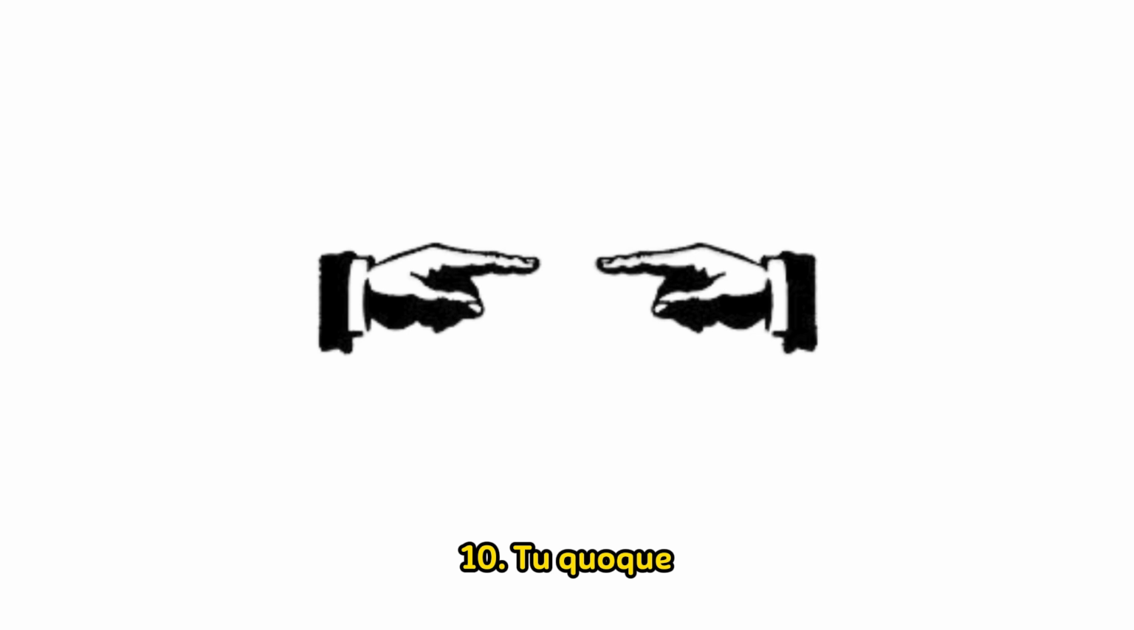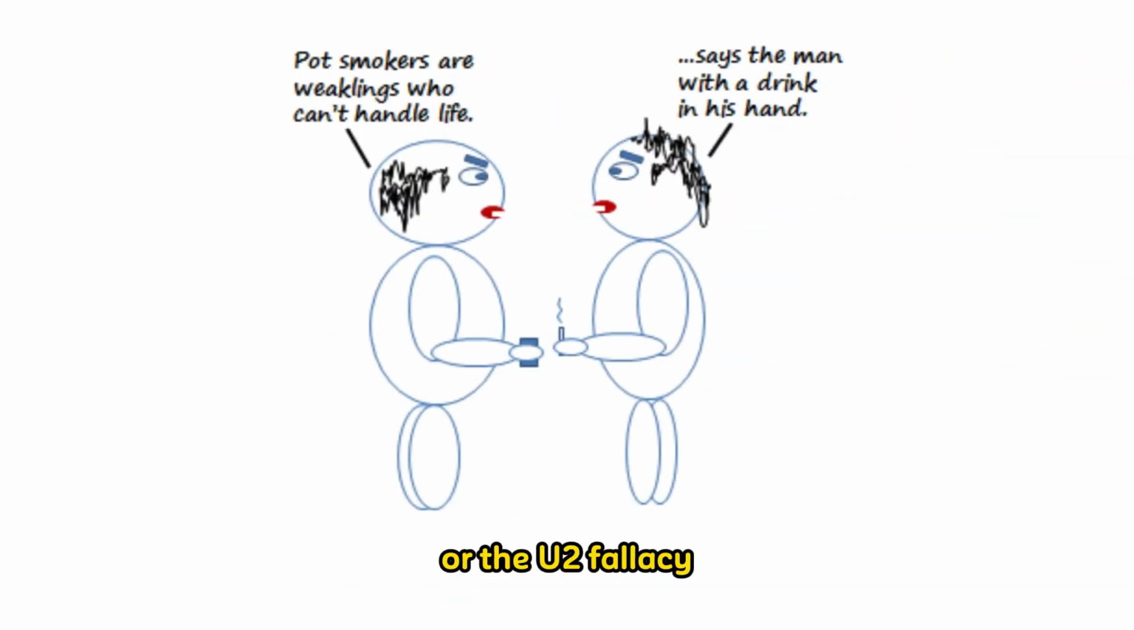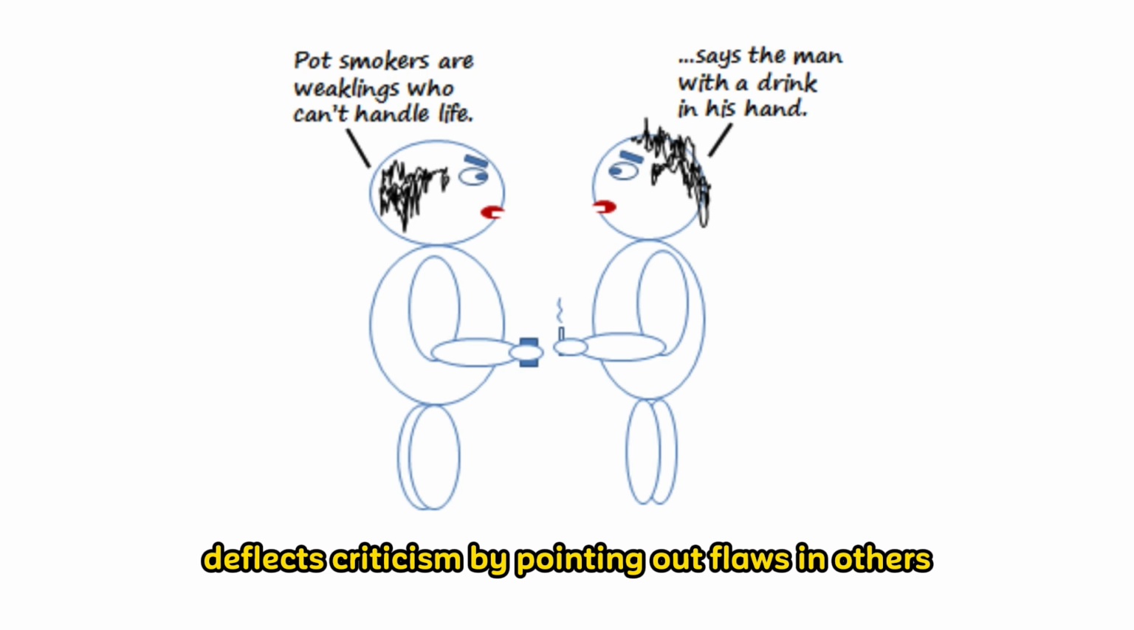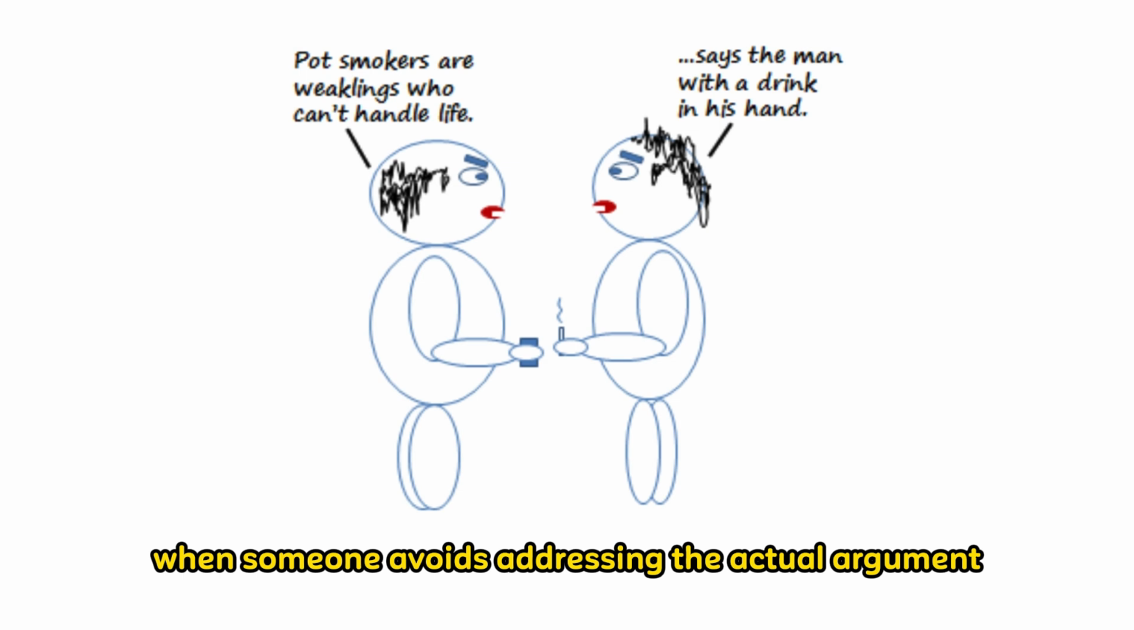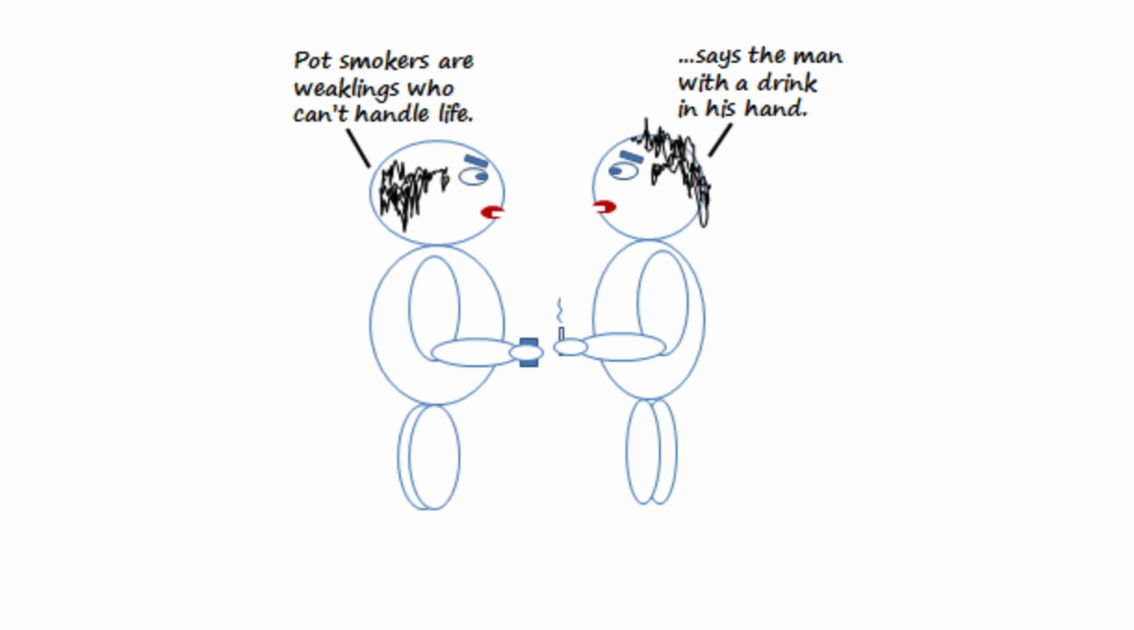10. Tu quoque. Tu quoque, or the you-too fallacy, deflects criticism by pointing out flaws in others. Spot it by recognizing when someone avoids addressing the actual argument by shifting focus to the opponent.